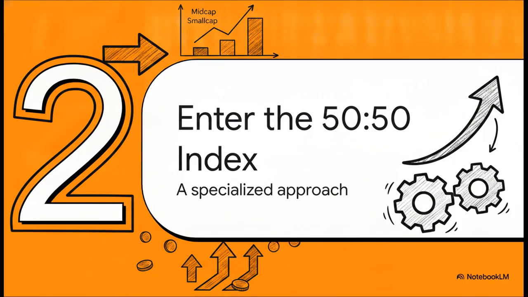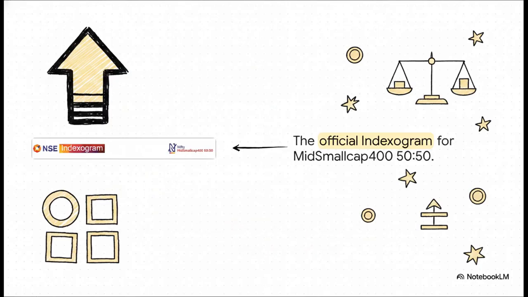Section 2. Enter the 50/50 index. To fix this exact weighting problem, the National Stock Exchange went ahead and designed a highly specialized instrument. Enter the Nifty MidSmallcap 400 50/50 index. Launched recently on February 4, 2026, this index is basically a specially capped version of the broader Nifty MidSmallcap 400. It brings together exactly 400 constituents across the mid and small cap spectrums, but here's the kicker. It forces them to play by a very, very specific set of rules.